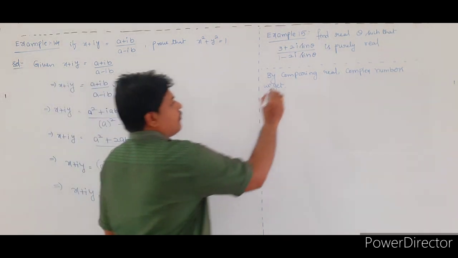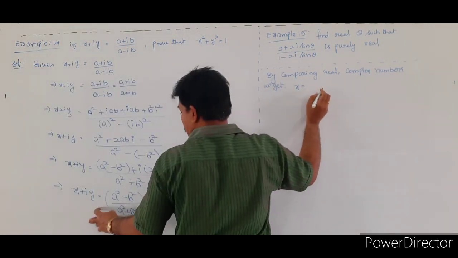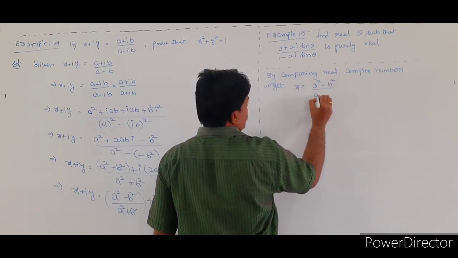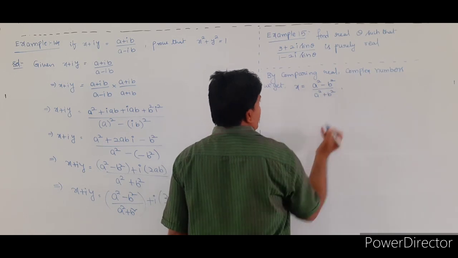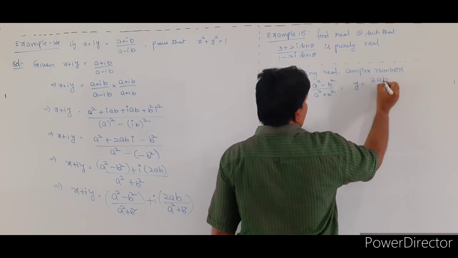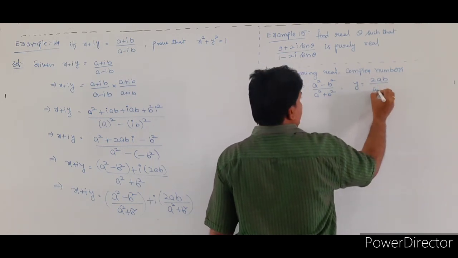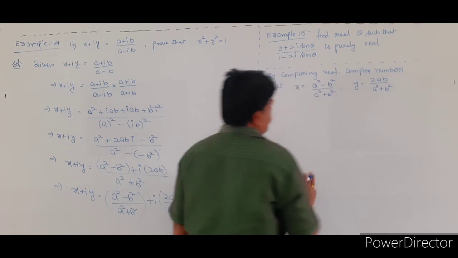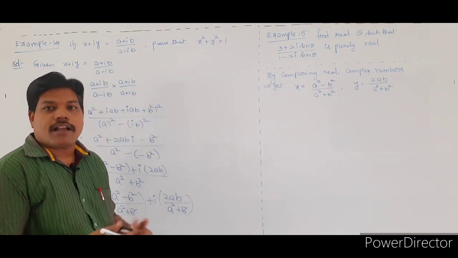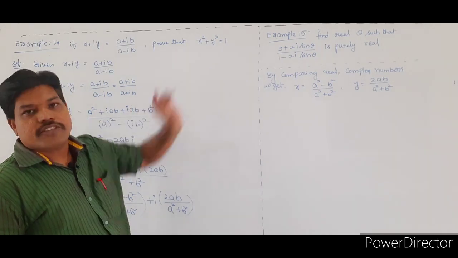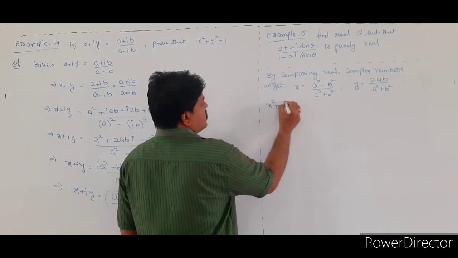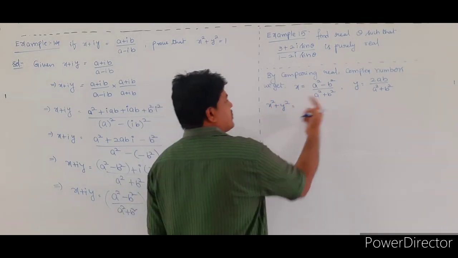So what happens here? x is equal to a square minus b square by a square plus b square, and the y value is nothing but 2ab by a square plus b square. So I have calculated the x value and y value, but in the question, they are asking you to show that x square plus y square is equal to 1. So that's why I am taking x square plus y square.